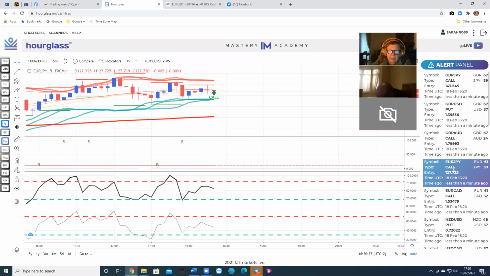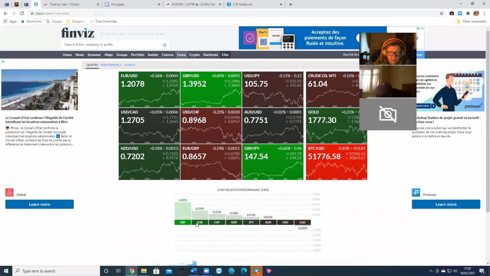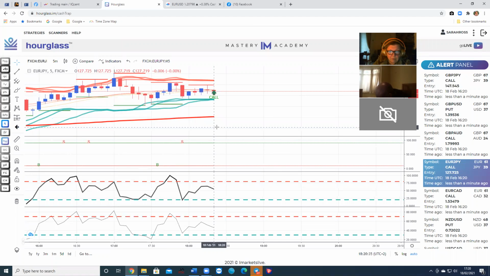Euro JPY. Euro JPY. Euro stronger. We've got a call, but what we don't like about this, we've got the moving average below, which is good for a call. We've got the green arrow, but the red candle says it's still pushing down.